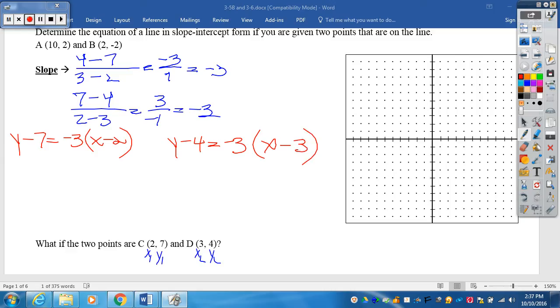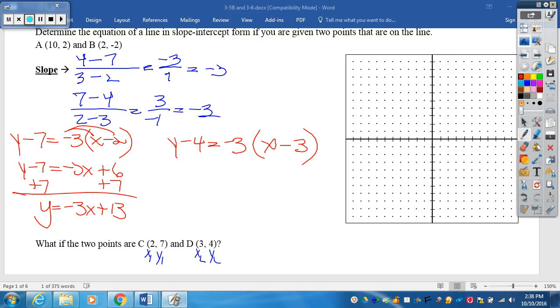So as I work this out, I'm going to distribute that -3 there. -3x plus 6, double negative makes a positive, and then we're going to add 7 to both sides. Y equals -3x plus 13. So this one obviously goes off the grid there, and so using the algebra is probably more precise because you'd have to continue to use your tick marks to go up the line.